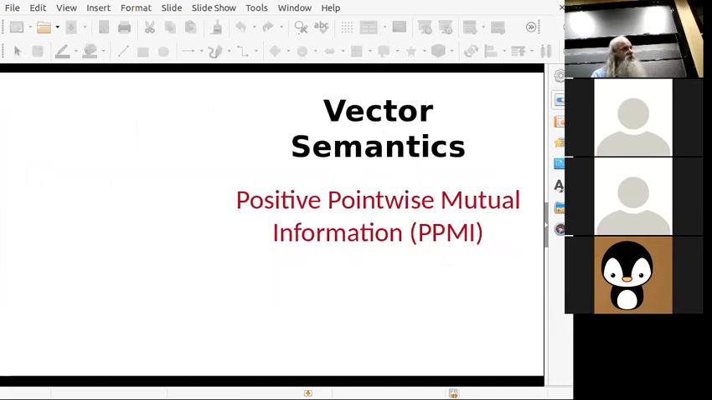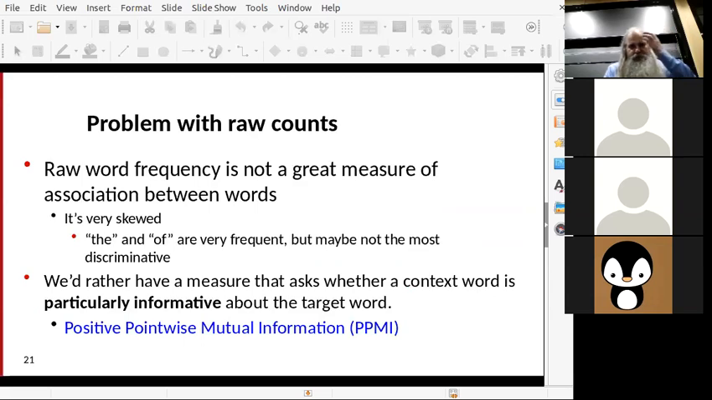So we're now going to introduce this notion of positive point-wise mutual information, PPMI, okay? The raw word frequency that we were talking about putting these is not actually very good. It's very skewed. When we start looking at words like the and of, which are incredibly common, we're going to get really, really large numbers there. And they are not the interesting ones. The ones that are actually interesting are like the content words, which are differentiable and they make a difference in the context. While almost everything will have the and of a lot of the time.